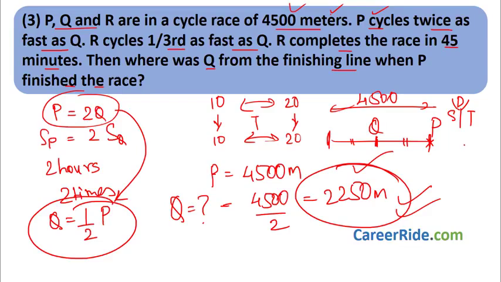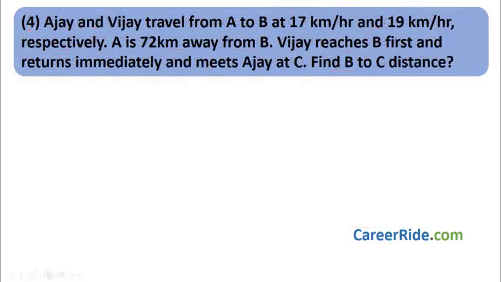Okay. Moving on. Question number 4. Ajay and Vijay travel from A to B at 17 km per hour and 19 km per hour respectively. A is 72 km away from B. Vijay reaches B first, returns immediately and meets Ajay at C. Find the B to C distance. Again, very easy. Such sums, where a person goes to the finish line and comes back again, are very easy to solve after drawing a line.